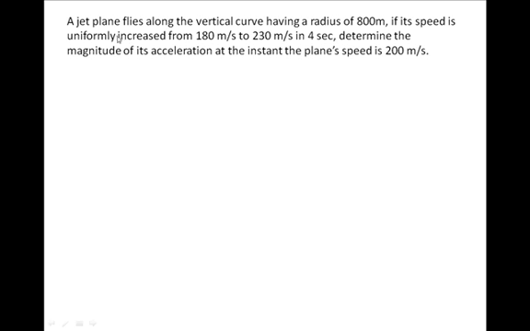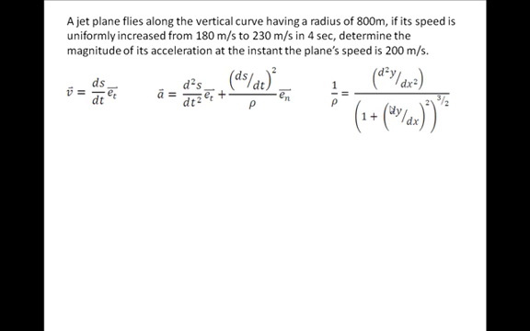Next problem. A jet plane flies along a vertical curve having radius of 800 meters. If its speed is uniformly increased from 180 meter per second to 230 meter per second in 4 seconds, determine the magnitude of its acceleration at the instant the plane's speed is 200 meter per second. Alright, so again these formulas you are using. Again, radius is directly given, so you don't have to really bother about this. Use rho directly. And then ds by dt is directly given as 200 because that's the instant where you have to work out total acceleration.